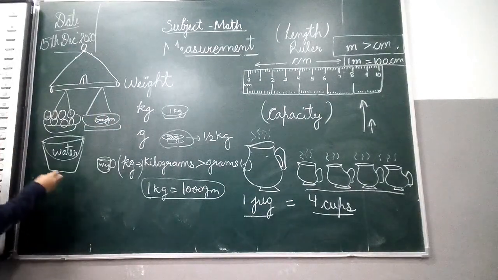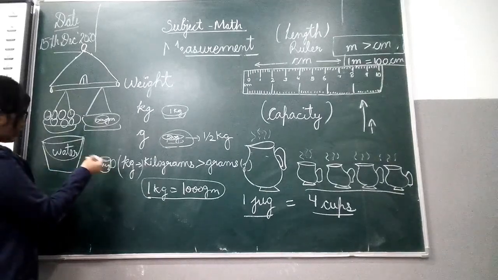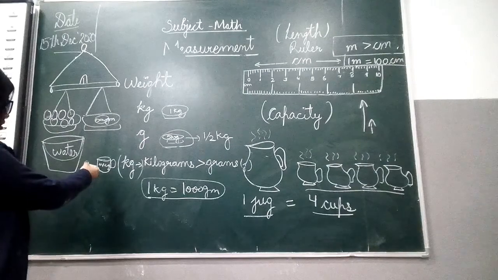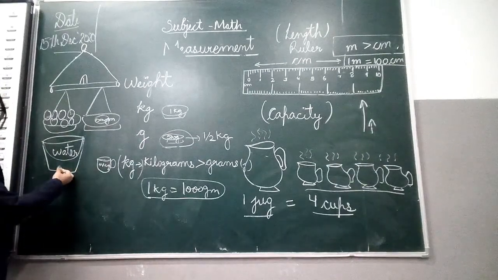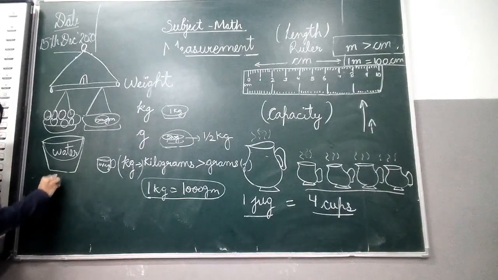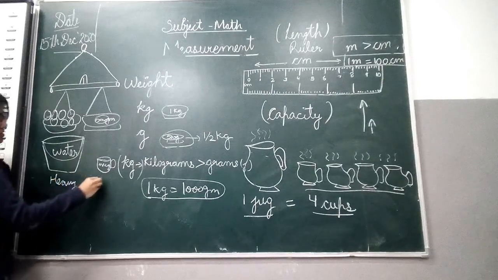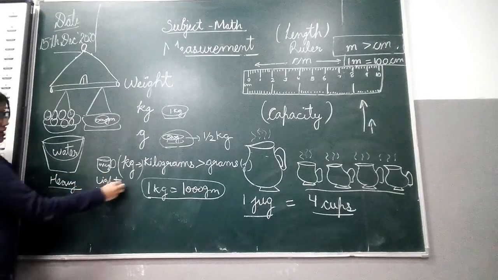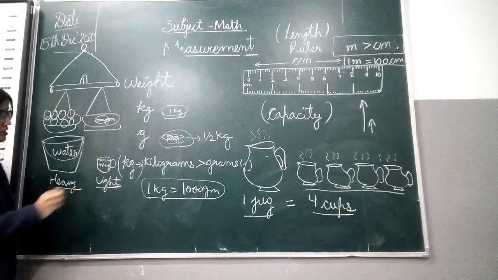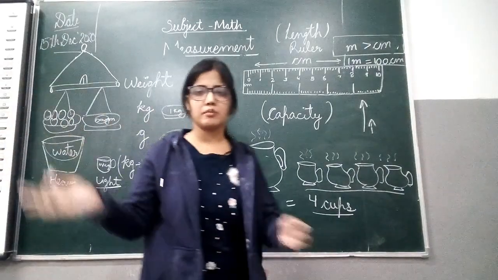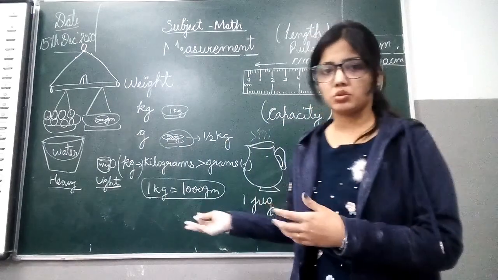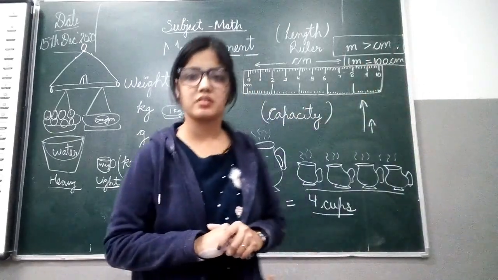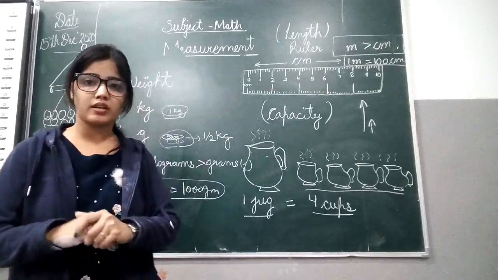Which is heavier, a basket, a bucket, or a mug? Obviously, the mug is lighter than the bucket, and the bucket is heavier. This is heavy, and this is light. So the bucket is heavy and the mug is light. This is how we compare the weight of two things. I hope this measurement topic is clear to you all. If it is not, then let me know.